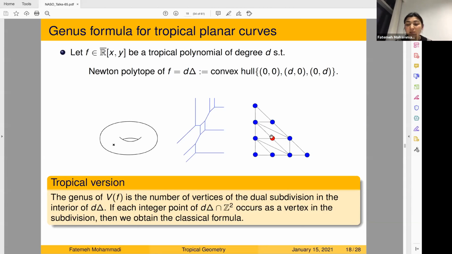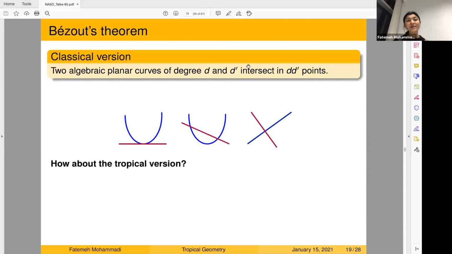Okay, good. So what I wanted to say here is that you have these tropical curves, and then you look at the corresponding subdivided picture. This combinatorial picture, which is just a polytope, encodes a lot of information about this curve as well. And that was just one example, of the genus. So let me tell you one more example of how a classical theorem would be translated to the tropical version.